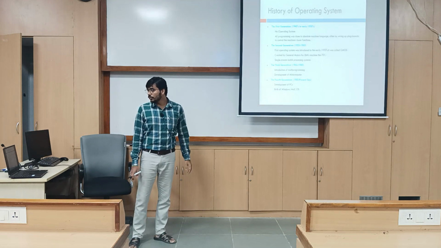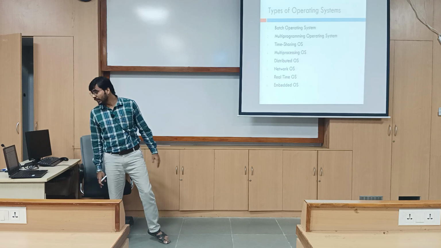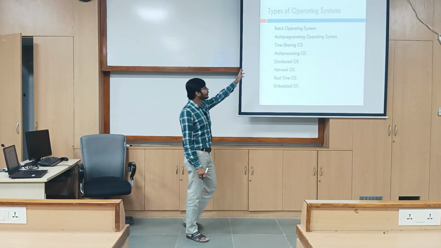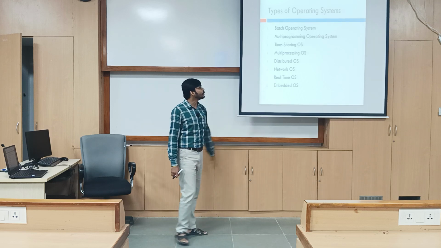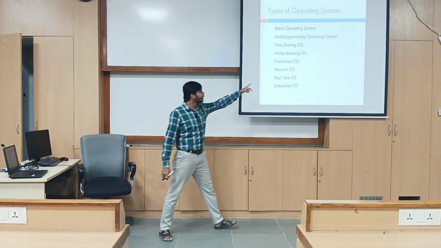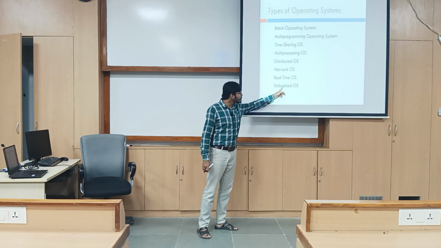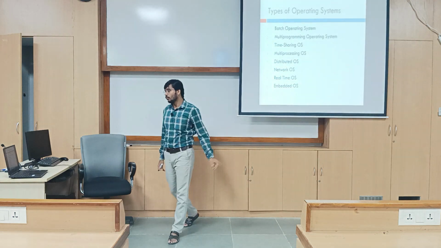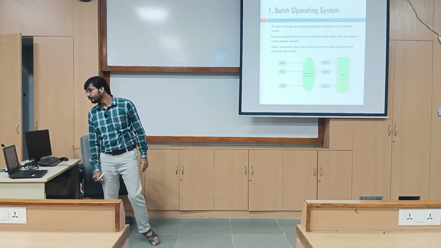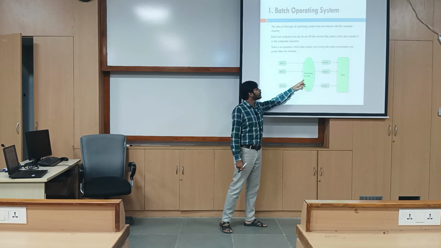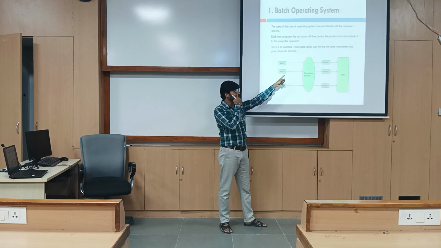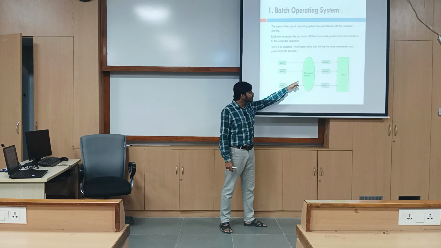Okay, so coming to the types of operating system, we briefly discussed these points. Some of the types are batch operating system, multi-programming, time sharing, multi-processing, distributed OS, network OS, real-time operating system, and embedded operating system. We'll quickly look into the process. So what is batch operating system? Multiple jobs are there. That means multiple programs, multiple processes are there. They want to execute. They want the CPU.